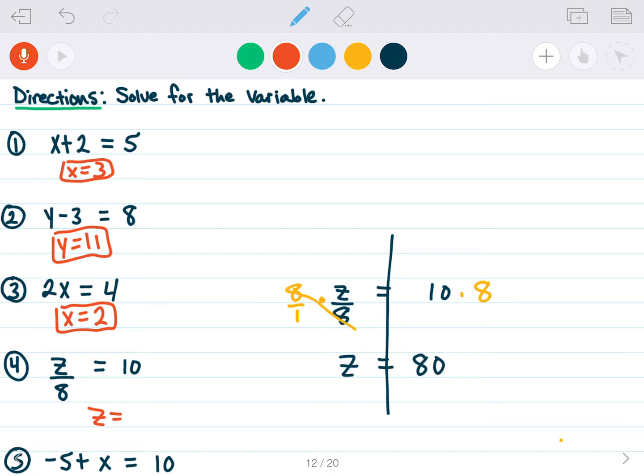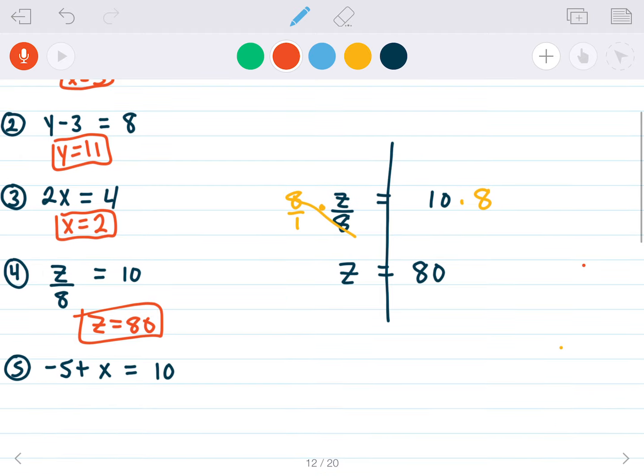You can always check your answer by plugging in the solution you got into the original equation and seeing if you get a true mathematical statement. For this one, if we do 80 divided by 8 on the left side, we do get 10. So 10 equals 10 is true, so we know that we did that one right.